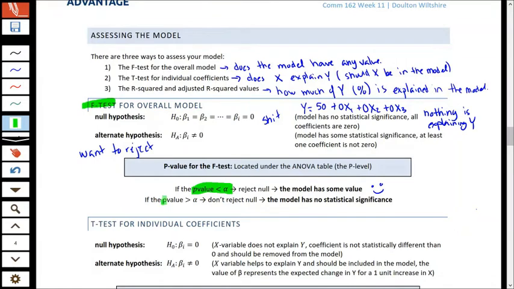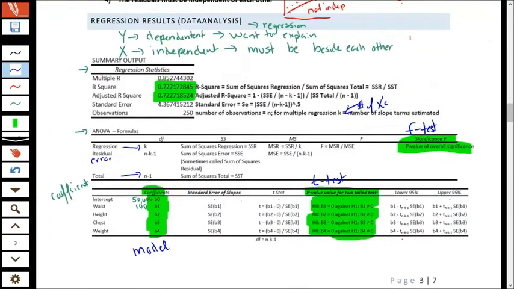If that p-value from the F-test is bigger than alpha, we don't reject the null. And not rejecting the null, that is a bad thing. It means our model has no statistical significance. How do we get that p-value? Well, thankfully, you don't have to do any calculations. Yay! Excel's going to do that lifting for you. It's in the ANOVA table. When we're looking at that regression output, under ANOVA, the second chunk there, under that significance F, that is the p-value for the F-test. Excel is going to give it to you. You are never going to calculate it on your own in this course.